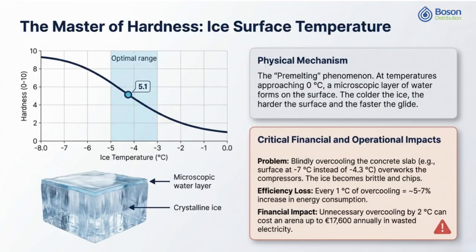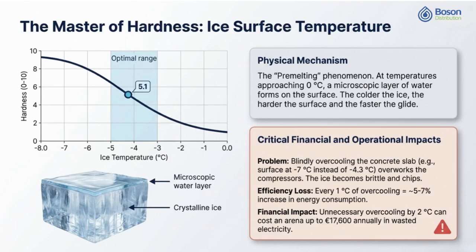The charts show that the optimal ice surface temperature range is around -4.3 degrees Celsius, where the hardness index reaches ideal values. Physically, the pre-melting phenomenon is at play here. At temperatures approaching 0 degrees Celsius, a microscopic layer of water forms on the surface. The colder the ice, the harder the surface, and the faster the glide.